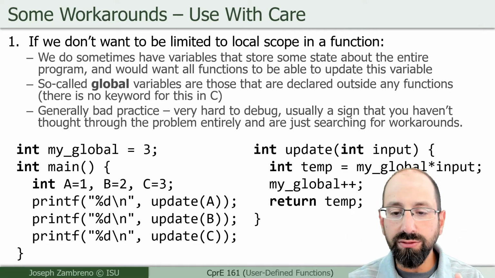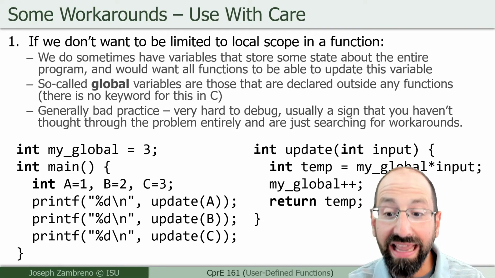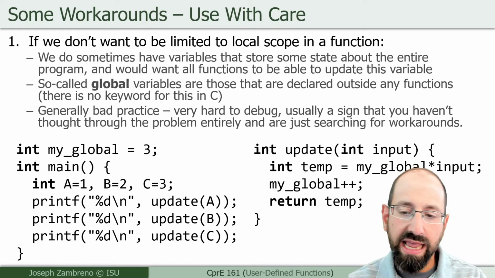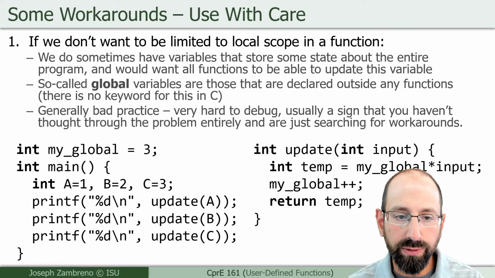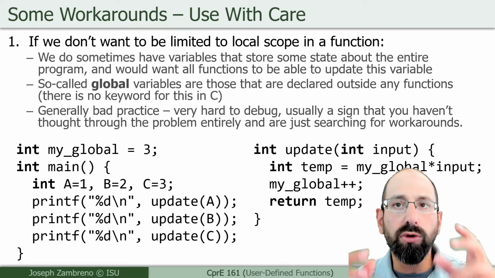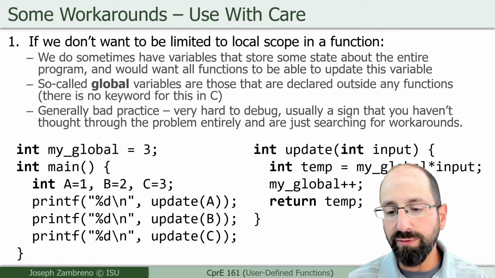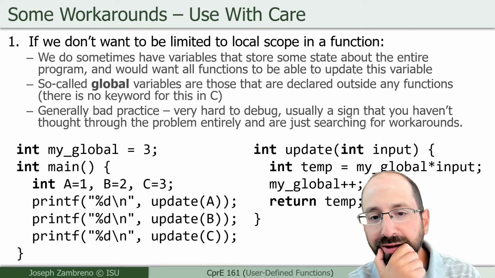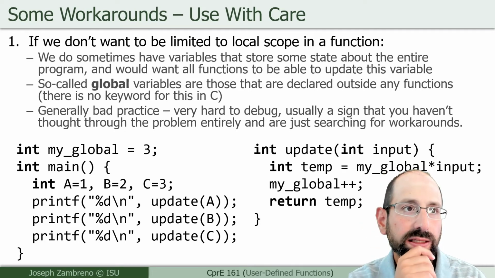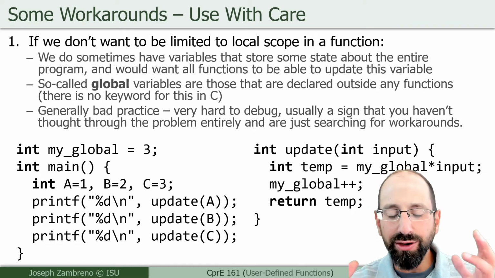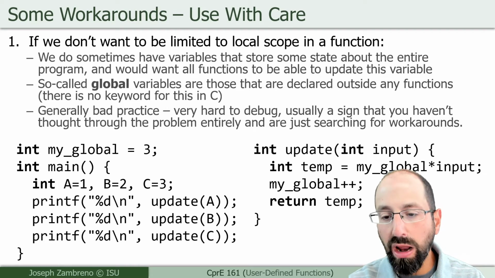We sometimes don't want to have this be the case. We sometimes would like to have our variables inside a function to have more than just that local scope. So we do sometimes have, for example, a variable that has a global, or a program that has some global state that we want the function to update. Now, I call these workarounds and to use them with care. It's really not a programming issue in and of itself, but it may be a sign that you're not necessarily breaking down the problem very well if you're using some of these workarounds.